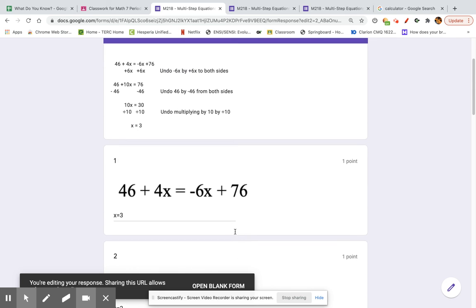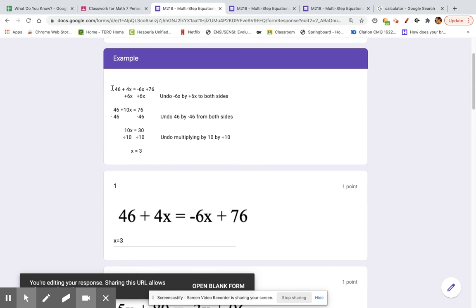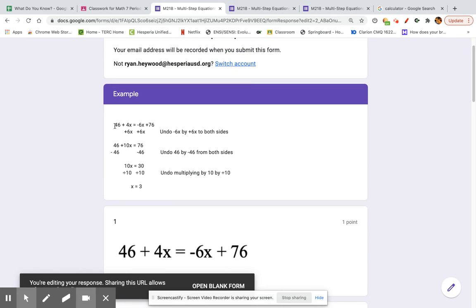All right, now, one thing that I also want to point your attention to is that when you get stuck, I also provided an example of how to do these at the top of this assignment. So you can see we have an example here that shows how to solve these. So you have actually a 4th example.